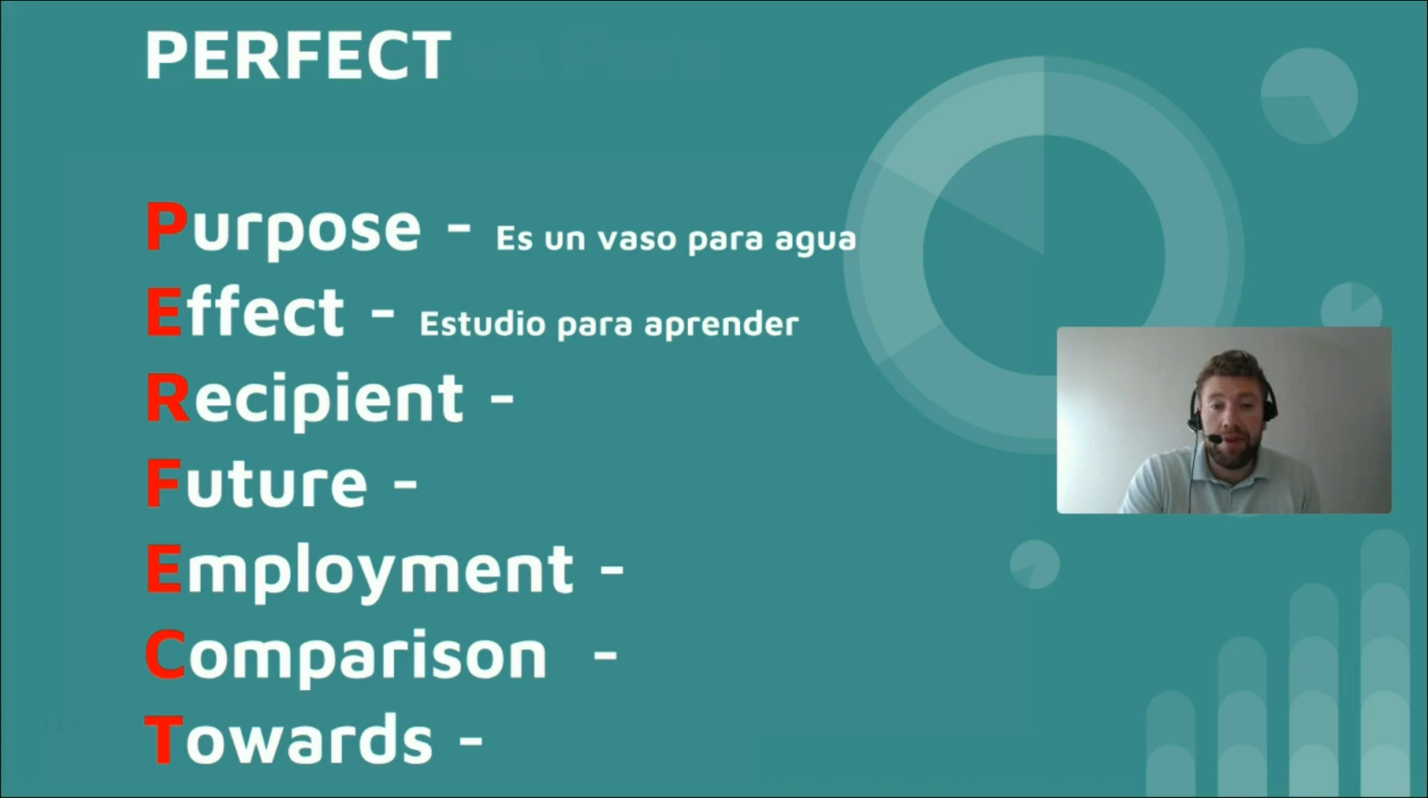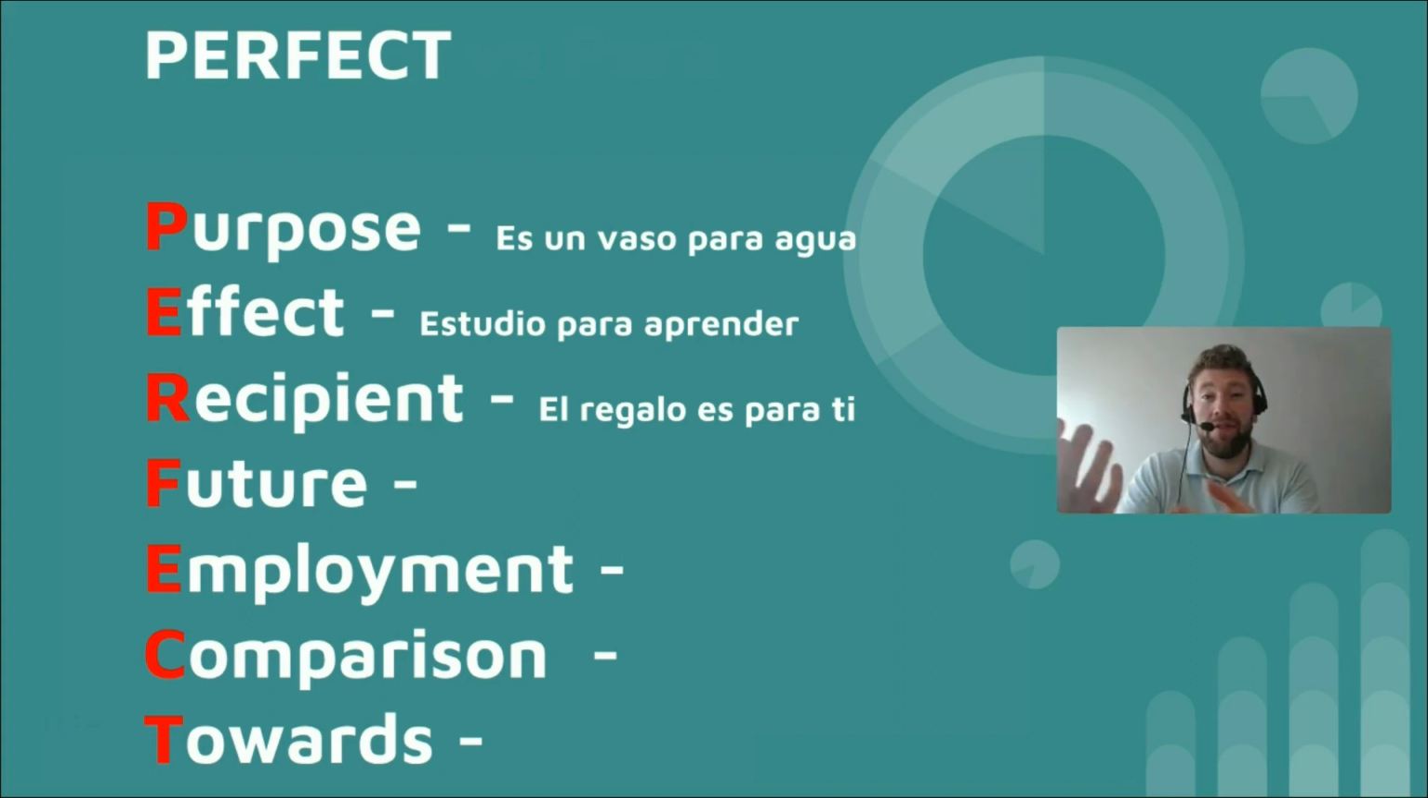Number three is the recipient. El regalo es para ti. The present is for you. O tengo un regalo para ti. I have a present for you. So if you're giving it to somebody, if somebody's receiving something, if it's for you, for me, for él, for him, then we use para.